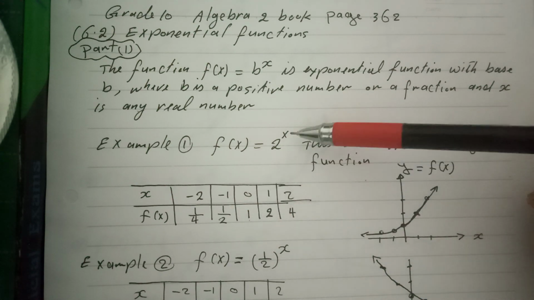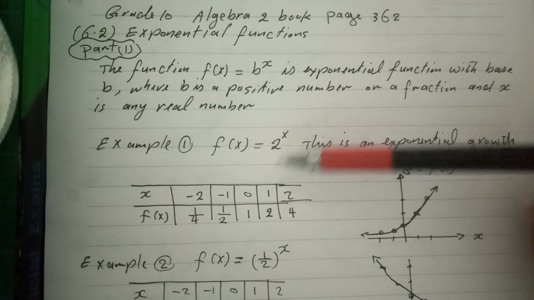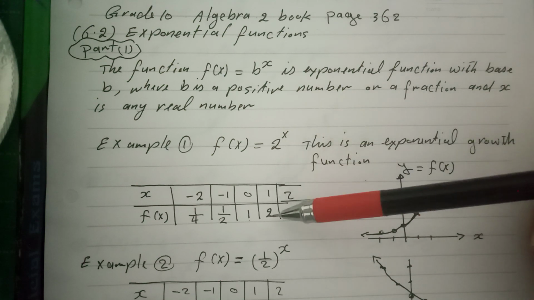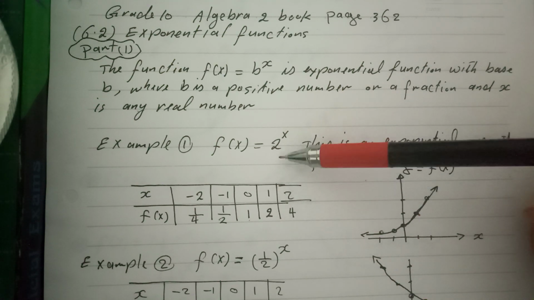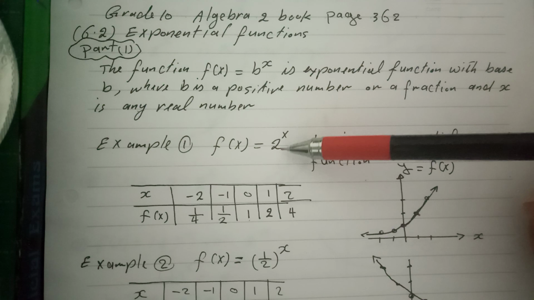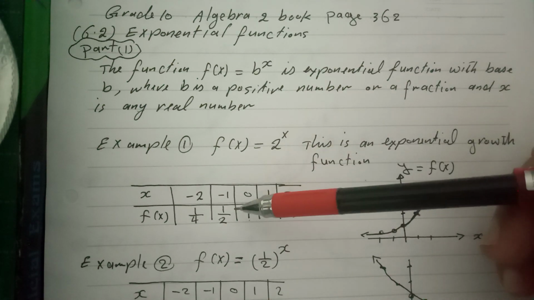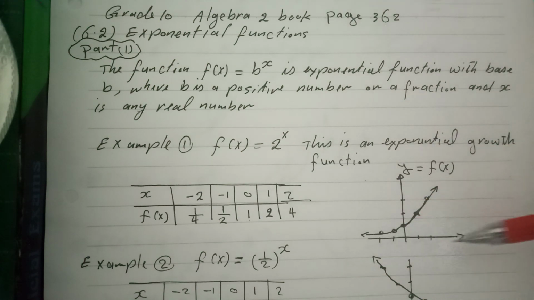For example, if you put x equals 0, it will be 2 power 0, which is 1. If you put x equals 1, it will be 2 power 1, which is 2, and 2 power 2, which is 4. 2 power -1 is half, and so on. And then trace the graph of the function.